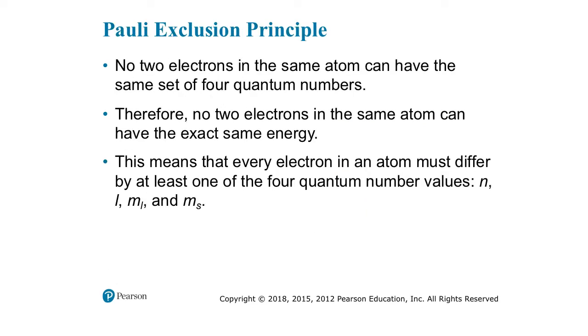So the Pauli exclusion principle: no 2 electrons in the same atom can have the same set of 4 quantum numbers. If that were the case, then those electrons would be occupying the exact same space.